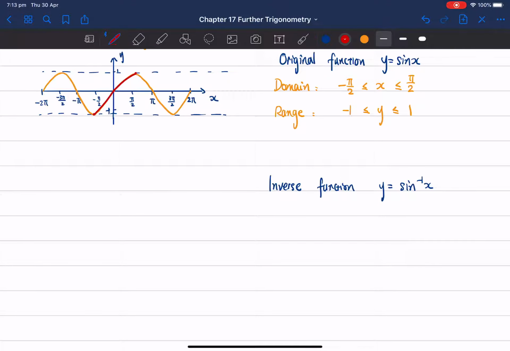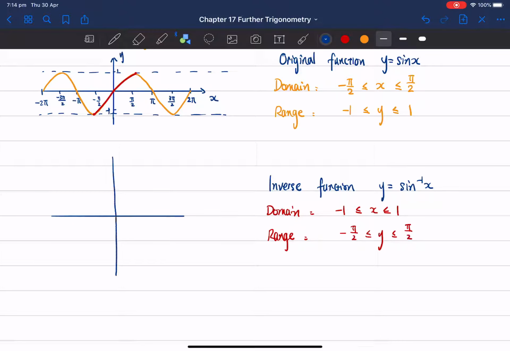Okay, now what is the domain and the range? This time the domain is going to be between 1 and negative 1. And the range is between negative pi on 2 and positive pi on 2. All right, now as you can see, I've got a domain, I've got a range, I can sketch my inverse function here. So let's do that. So draw a horizontal axis, draw a vertical axis.